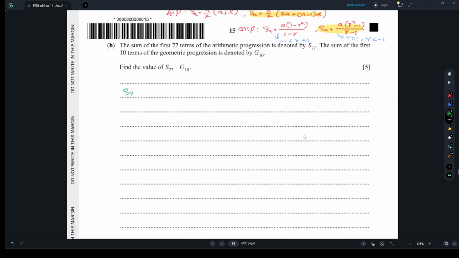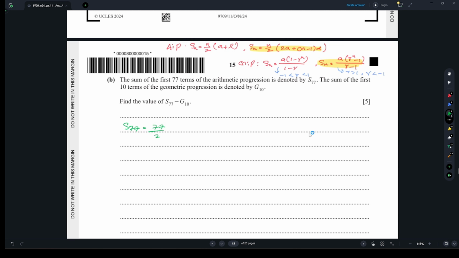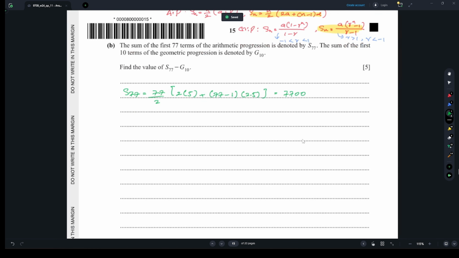So S77. You can use n is 77 over 2, and then 2 times a, the first value, plus n minus 1, which is 77 minus 1, times d, which is 2.5. When you simplify this one, you will receive 7,700. So use the calculator.